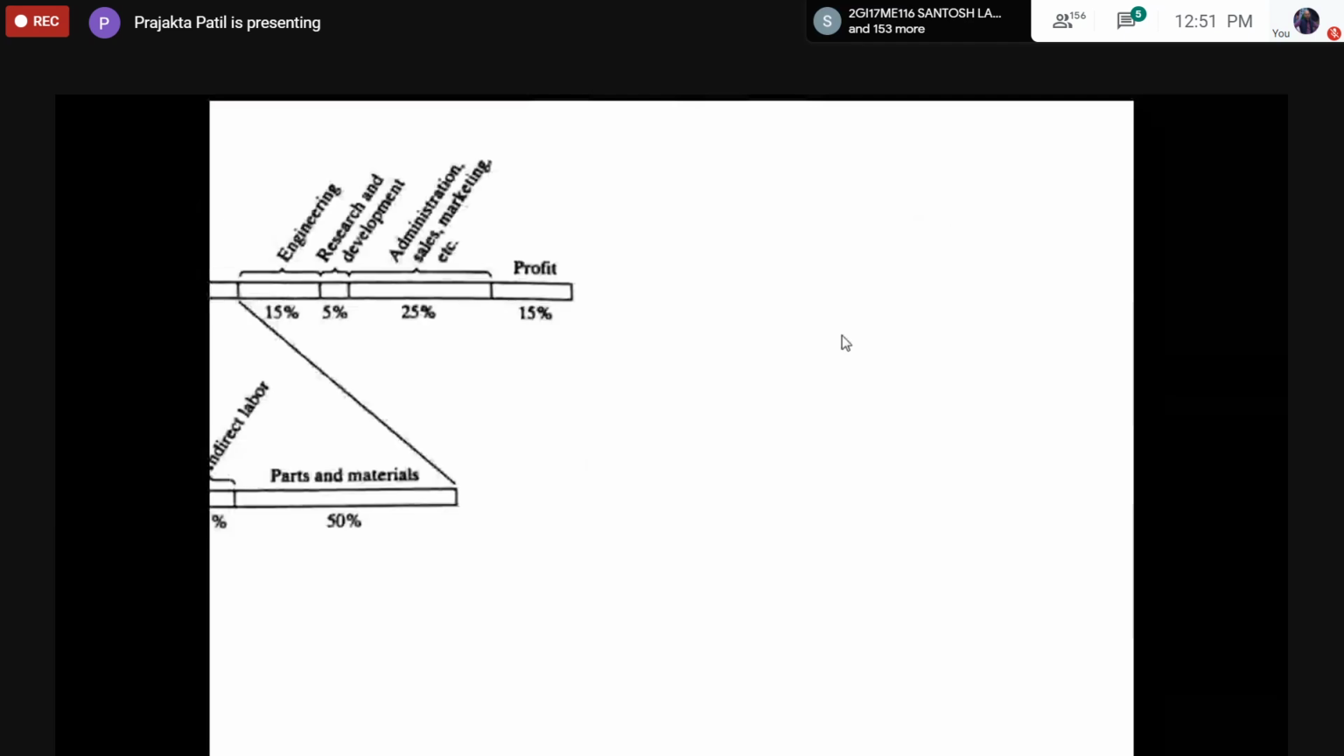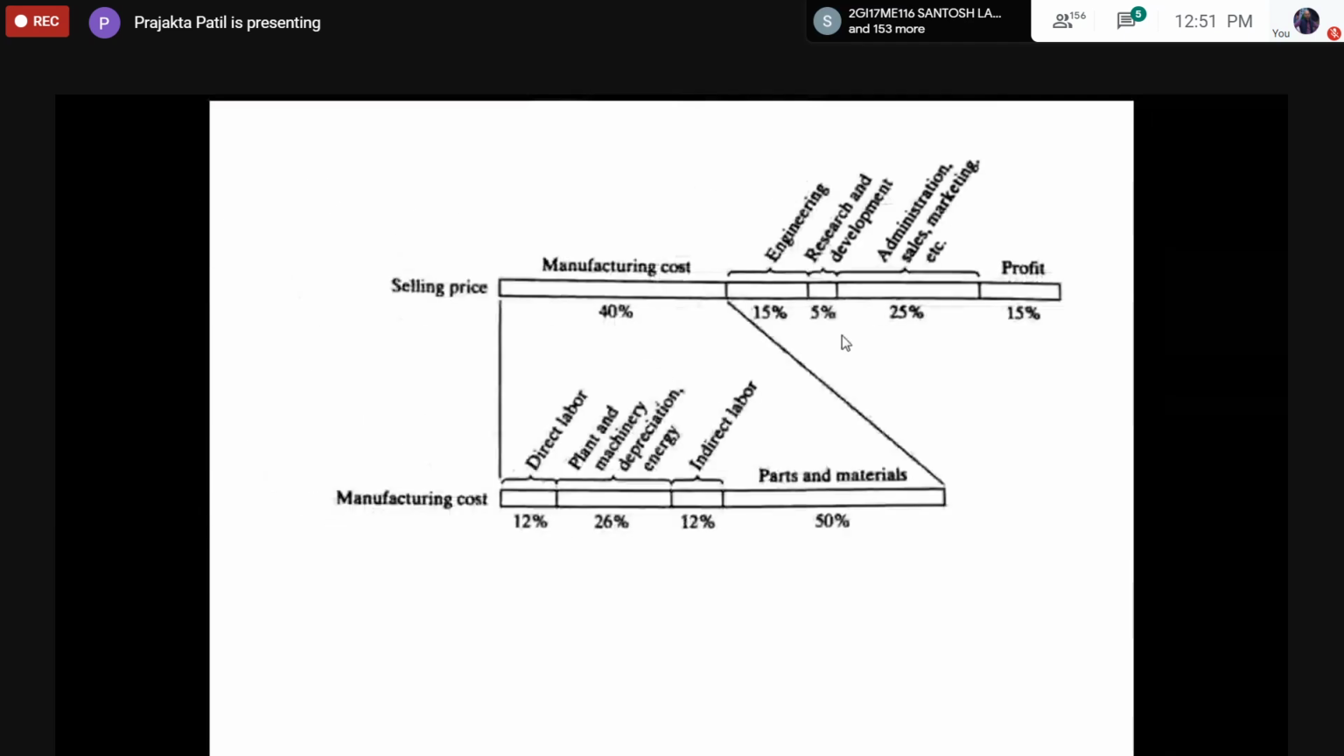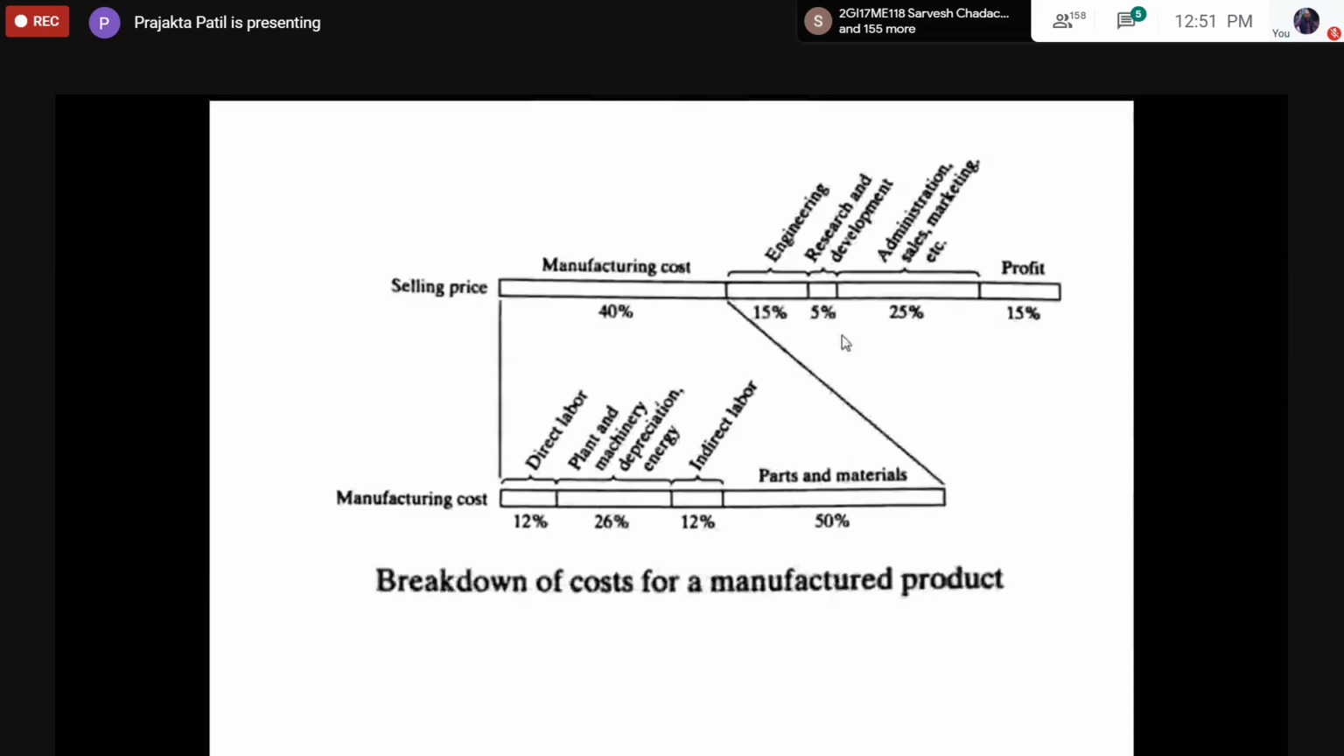So we have this Mr. J. Black, who provides us with some typical percentages for these different types of manufacturing and corporate expenses. If you consider this top part, this is the selling price of a part. If you consider one product, and suppose we consider its selling price as 100 rupees, how the things are split up in that 100 rupees is shown here.